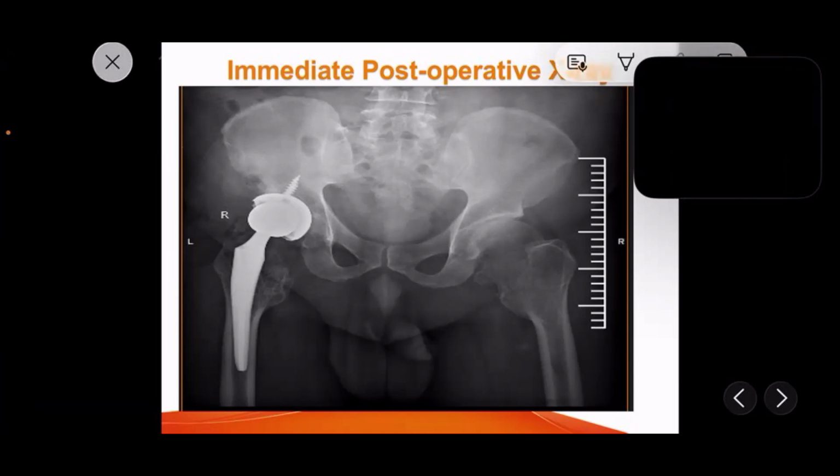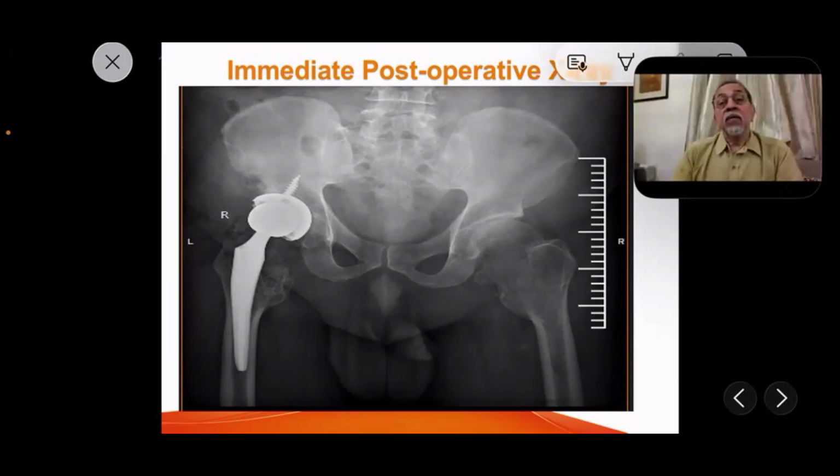If you compare the offset, that is the composite offset, to the opposite side, what is it? How does it measure?